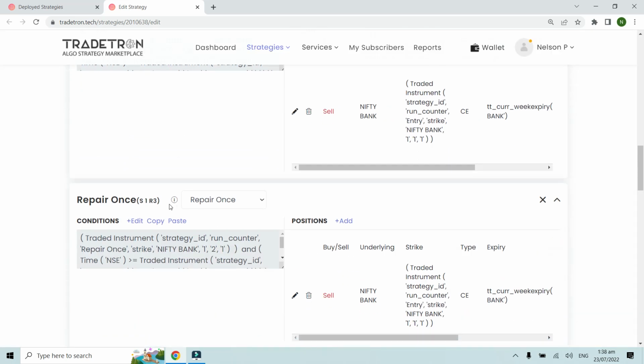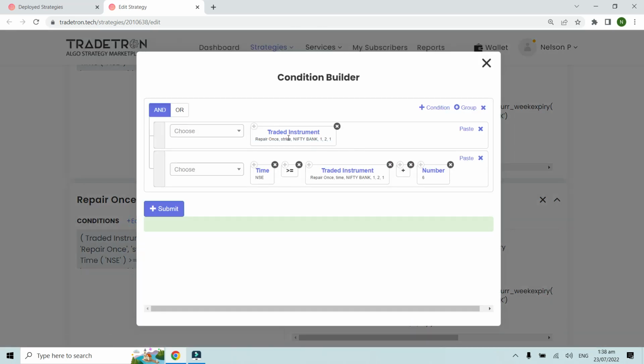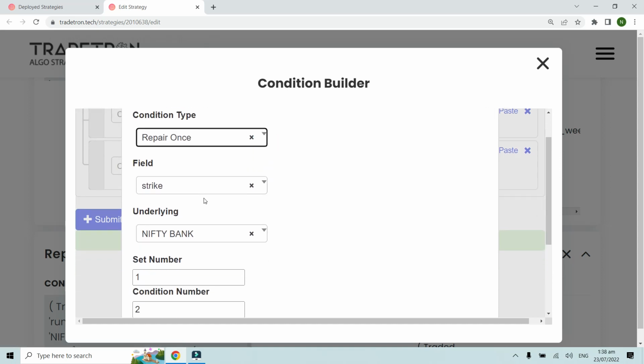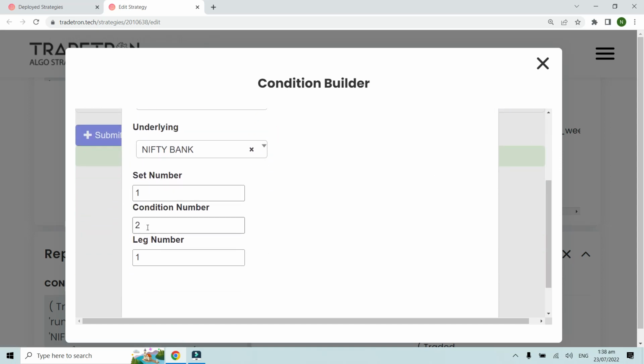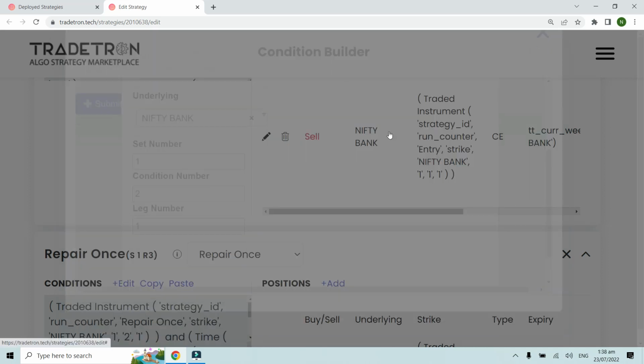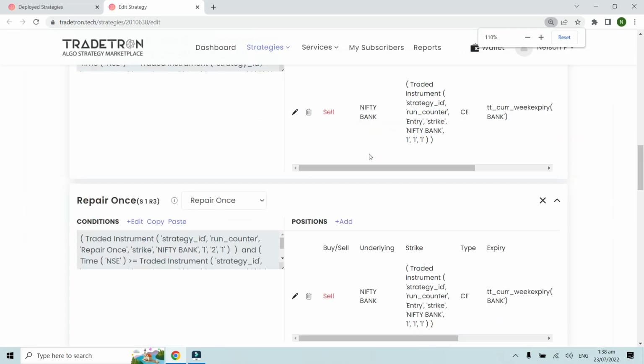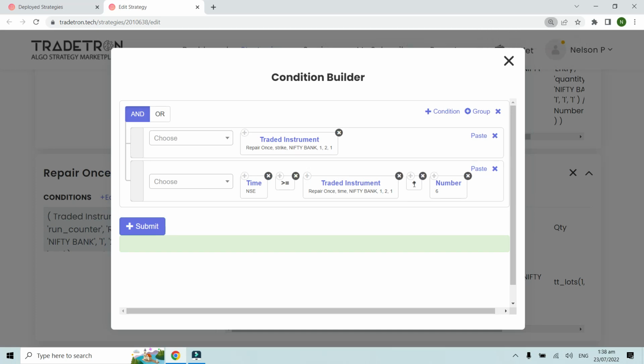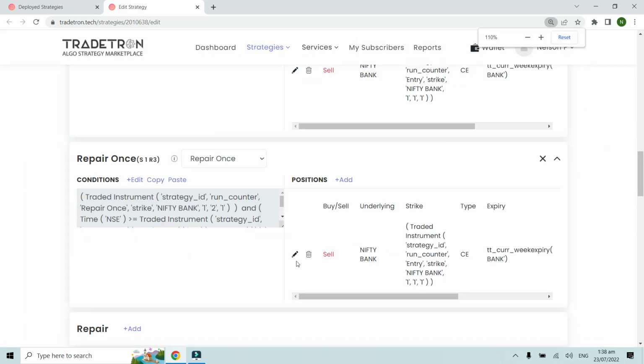After that, in the third repair, again in traded instrument 1 to 1. So here you will also understand how to use the repair once, whether it's traded or not. Here we are checking that the second repair, traded instrument strike set number 1, condition number 2, has been triggered. That means where we are selling the 4 lots. That is also triggered, and after that we are checking that the time should be 6 minutes after the second repair. So traded instrument time repair once 1 to 1 plus 6. After 6 minutes we are squaring off another 1 lot.